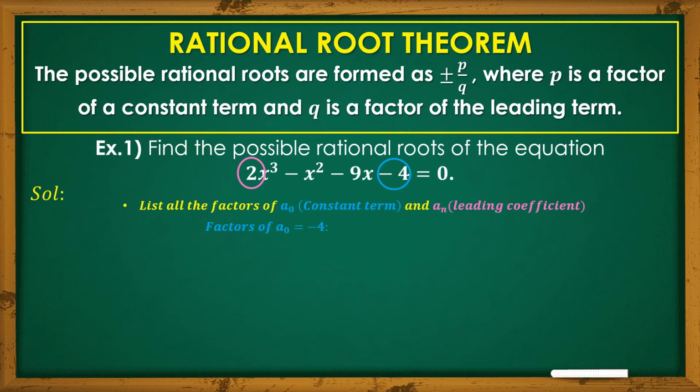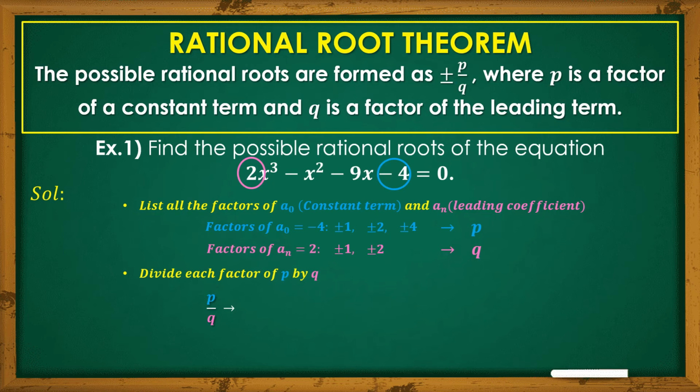Now, ano-ano ang mga factors ng ating a sub 0 or yung ating constant na negative 4? We have positive and negative 1, positive and negative 2, and positive and negative 4. These are the possible values of p. Ano naman yung mga factors ng a sub n or yung leading coefficient na 2? Meron tayong positive and negative 1 and positive and negative 2. These are the values of q. Next, we divide each factor of p by q para makagawa tayo ng fraction na p over q.